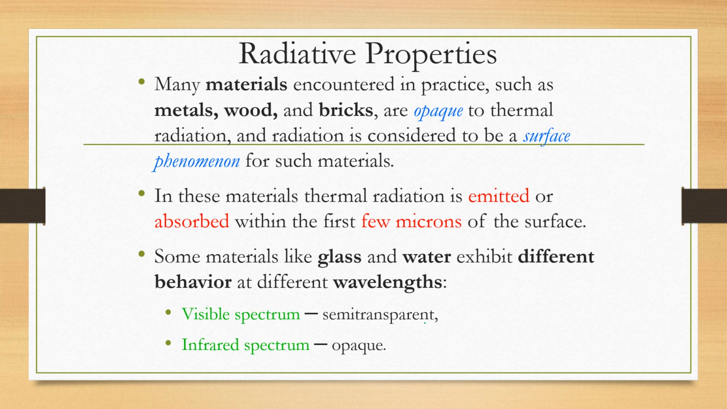For example, if we have glass and water, they will exhibit different behaviors at different wavelengths. If the incident radiation is in the visible spectrum, we will see that the glass is semi-transparent, and water is also semi-transparent. But if we strike the glass and water with the infrared spectrum, what we will see is an opaque surface.